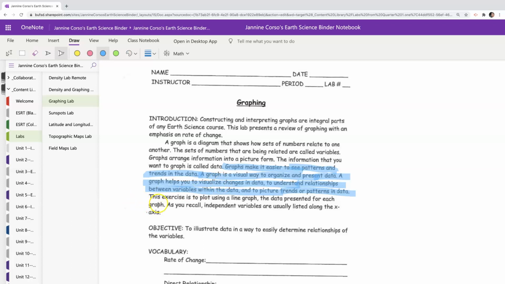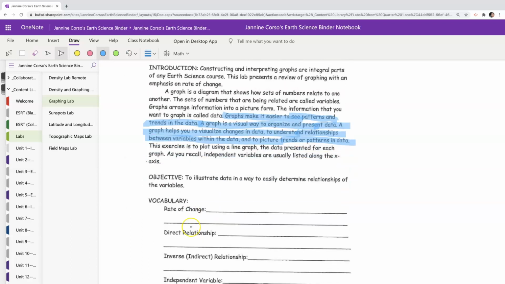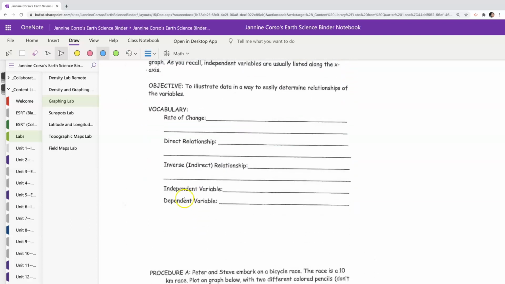So it says this exercise is to plot using a line graph the data presented for each graph. As you recall, independent variables are usually listed along the x-axis, whereas dependent variables are typically listed on the y-axis. So let's go straight to your objective and vocabulary. The objective of this lab is to illustrate data in a way to easily determine relationships of variables. And we're going to start with the vocabulary rate of change.